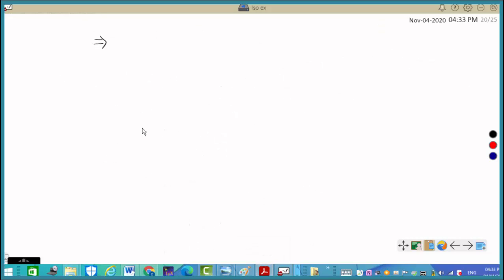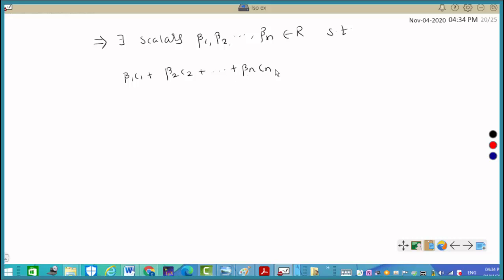This implies that there exist scalars beta1, beta2, ..., betan belonging to R such that beta1 C1 + beta2 C2 + ... + betan Cn = B. This implies that x = the column vector (beta1, beta2, ..., betan) is a solution of Ax = B.